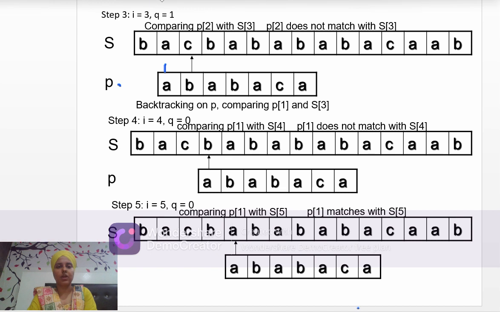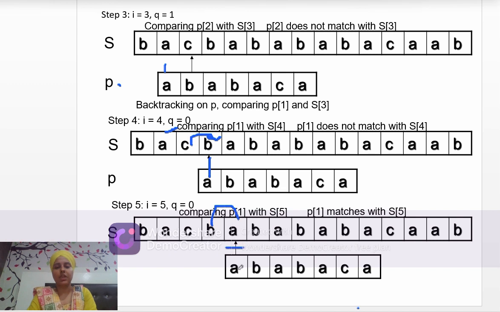After backtracking, the Q value becomes 0 at the next step. The string keeps on incrementing. It is now incremented to the 4th position. We compare B with A. Again it's not matching, so in that case we backtrack again. We move to the 0th position, and we move the string to the next one.